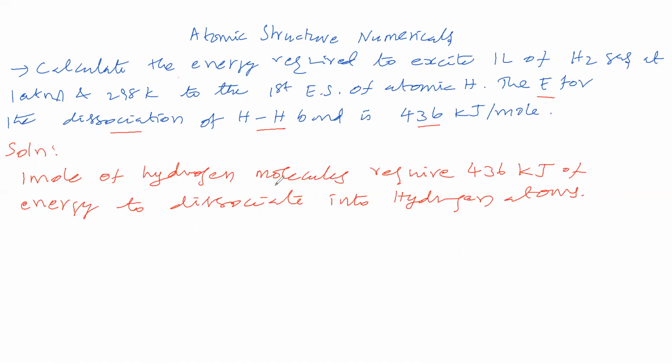Now here, how many moles are given we will see. Here 1 liter of hydrogen gas is given, 1 atmosphere is given, 298 Kelvin is given. So 1 liter, 1 atmosphere, 298 Kelvin contains how many moles of hydrogen molecules? That we will see, for which we will consider hydrogen gas as an ideal gas. So we will take the ideal gas equation, PV is equal to nRT.